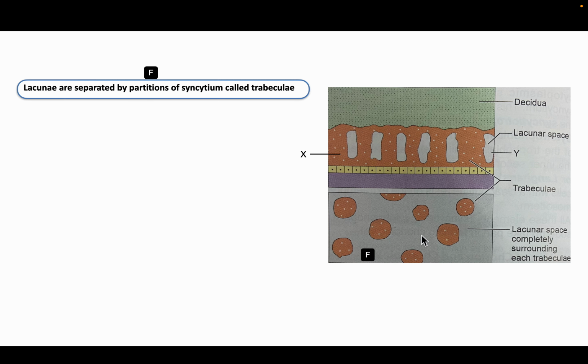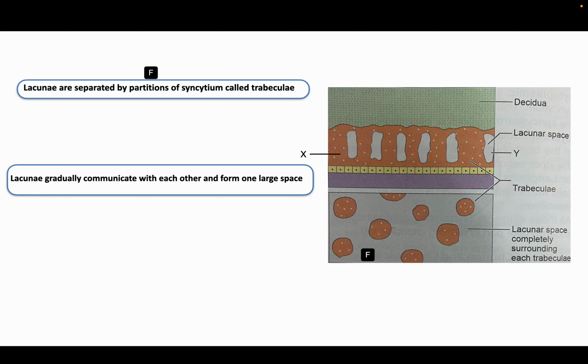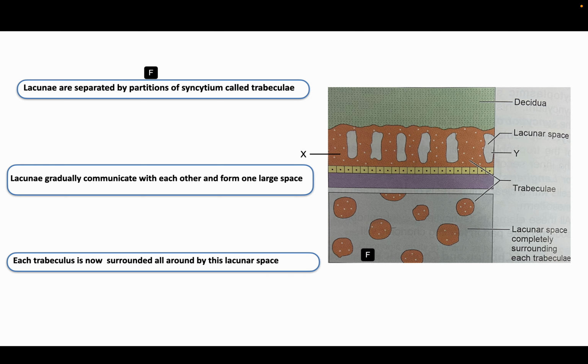Now lacunae are separated by partitions of the syncytium called trabeculae. So this is the part of the syncytium which forms the trabeculae. Then lacunae gradually communicate with each other and form one large space. Each trabeculus is now surrounded all around by this lacunar space, you can see. So these are the lacunar spaces, and these are the parts of the syncytium which are called trabeculae.